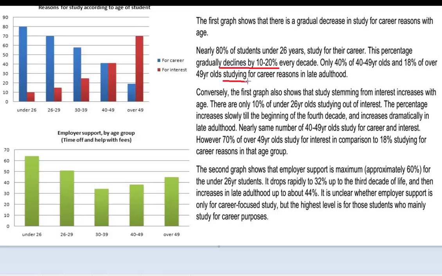Now, I don't know if "studying" here is used as a noun or a verb. If it's used as a verb, the be verb seems to be missing. If it's used as a noun, I don't know what the verb is. There's no verb. So it seems to be a mistake here. "From interest with age." "This one increases slowly till"; "until" would have been better than "till" here. "The beginning of the 4th decade."